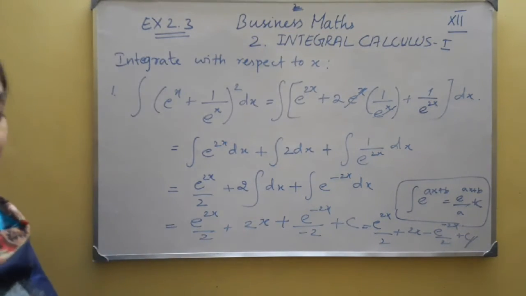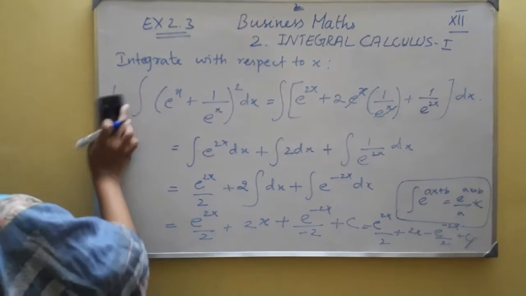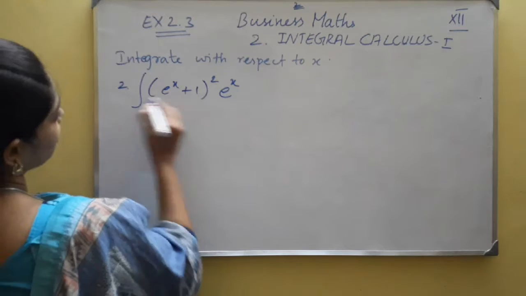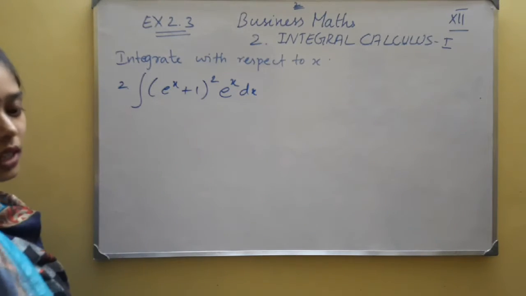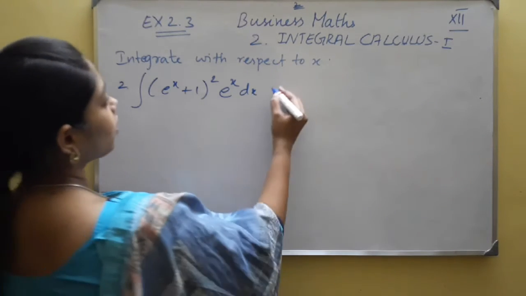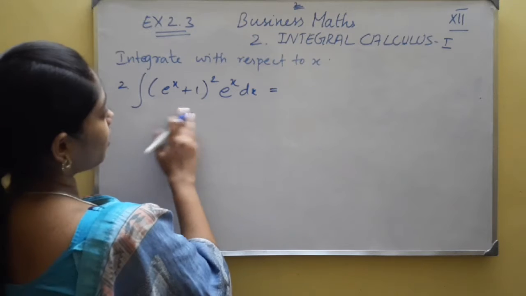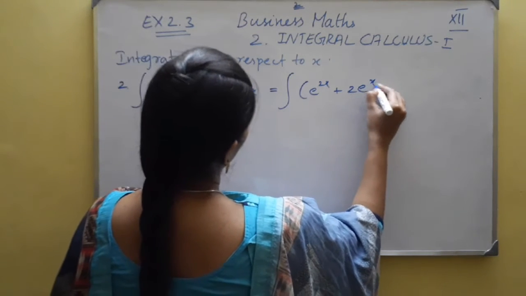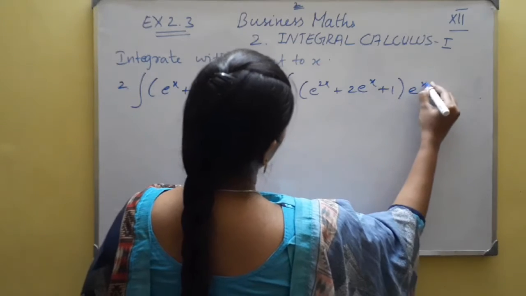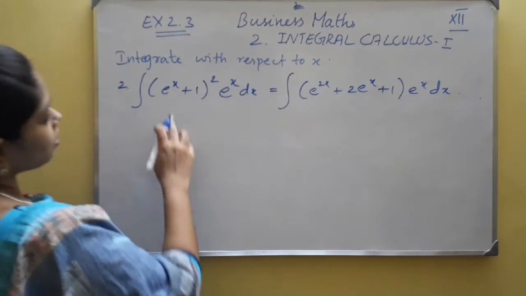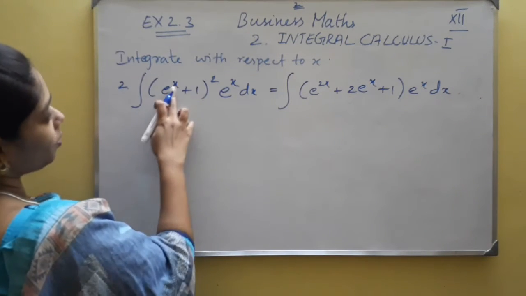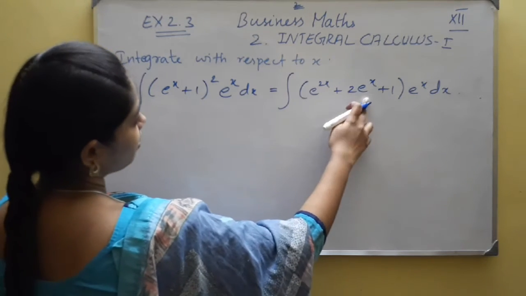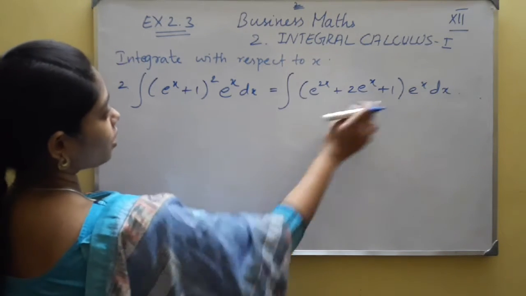Okay, now e power x plus 1 the whole square into e power x. We want to integrate with respect to dx. So you are supposed to expand this in a plus b the whole square format. E power 2x plus 2 into e power x plus 1 into e power x into dx. So this is a plus b the whole square. A square, e power x the whole square, can be written as e power 2x plus 2 times e power x into 1 gives you 2 e power x plus 1 square is 1.